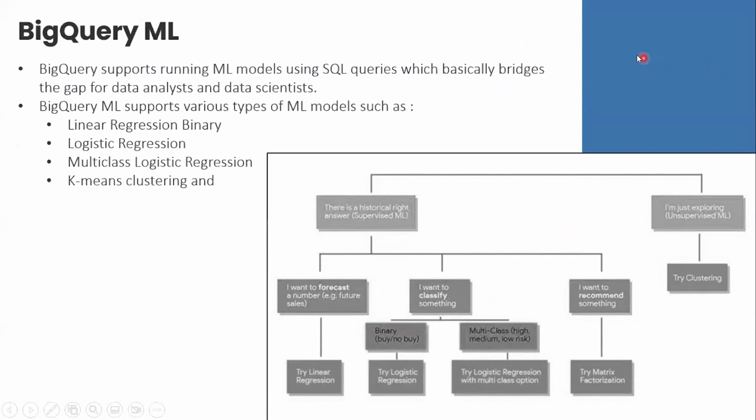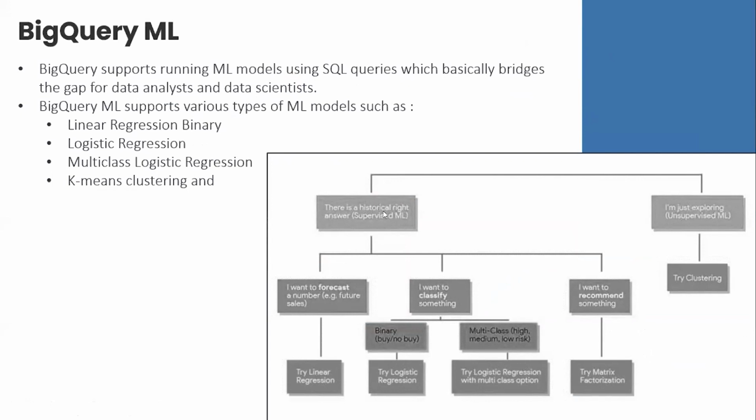Here, BigQuery ML supports running ML models using a simple SQL query, which bridges the gap between data analysts and data scientists. It is very simple and we can write it directly. BigQuery ML supports various types of ML models, as you know: linear regression, logistic regression, multi-class logistic regression, k-means clustering, and so on.